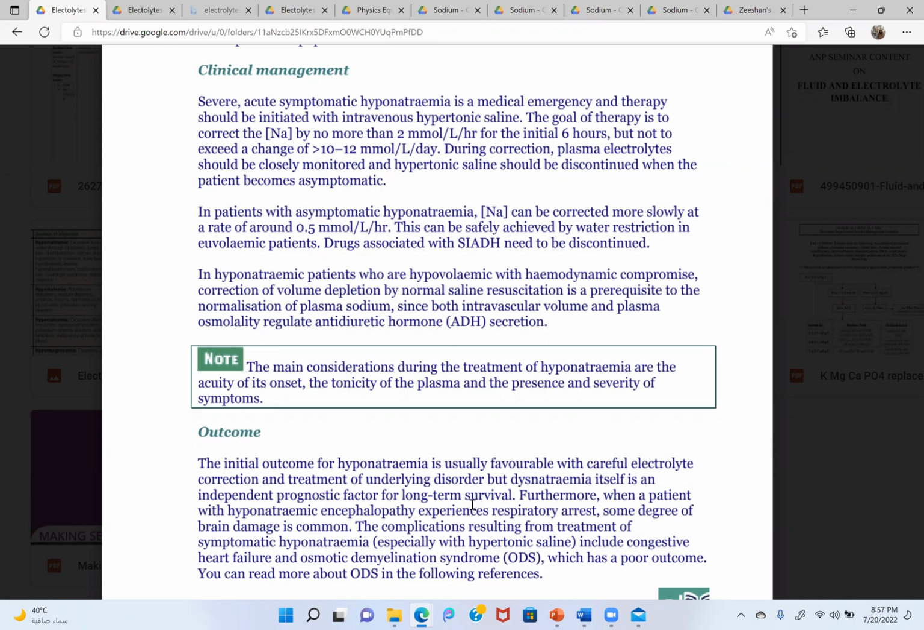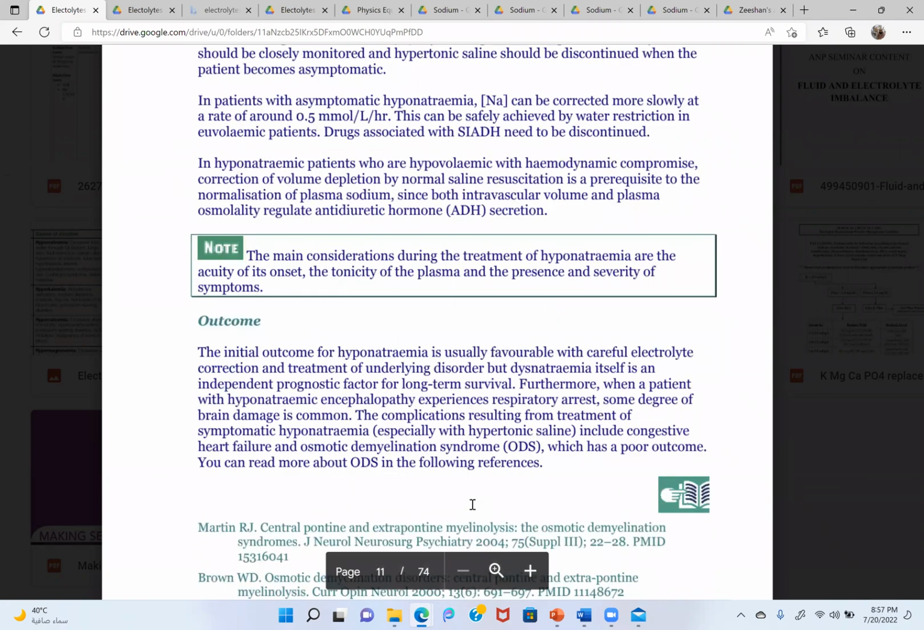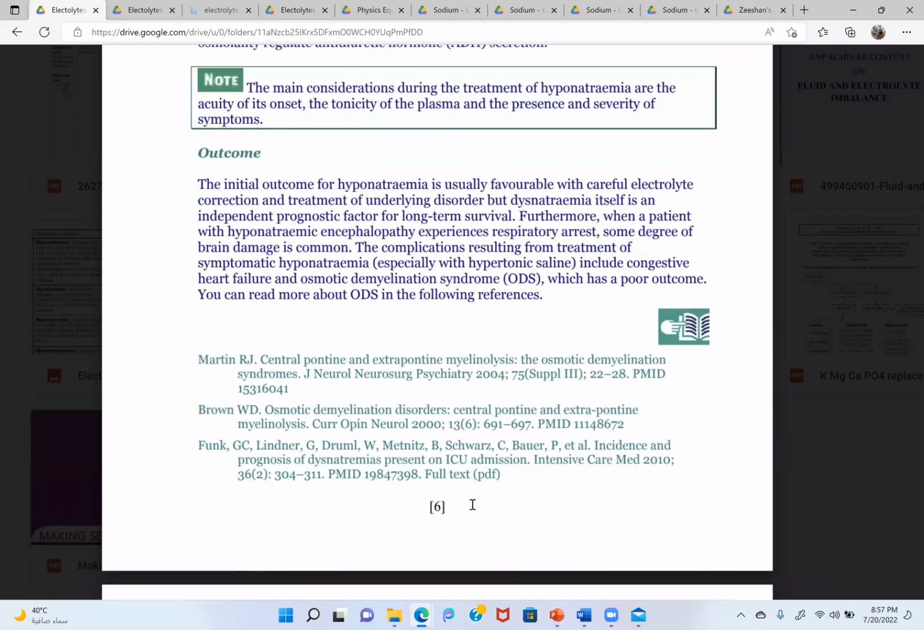Okay. You are also trying to treat the cause. In hyponatremic patients who are hypovolemic with hemodynamic compromise, correction of volume depletion by normal saline resuscitation is a prerequisite. Okay, so you have to correct it with normal saline. And since both intravascular volume and plasma osmolality regulate ADH secretion, it will be necessary. So the initial outcome, however, is usually favorable if you correct it nicely.